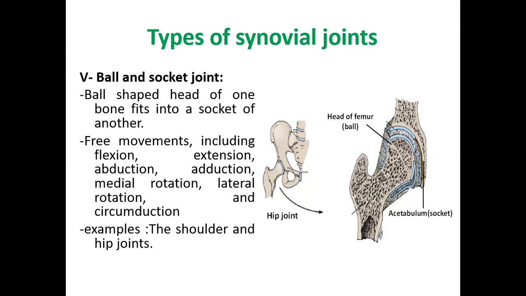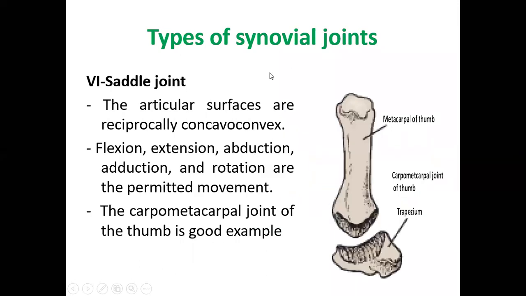In the practical session, try to practice these movements: flexion, extension, abduction, adduction, medial rotation, lateral rotation, and circumduction. This is very important for you to know the movements at different joints. The examples, as we said, are the shoulder joint as well as the hip joint. This is the hip joint and the shoulder joint, the best examples for the ball and socket type.